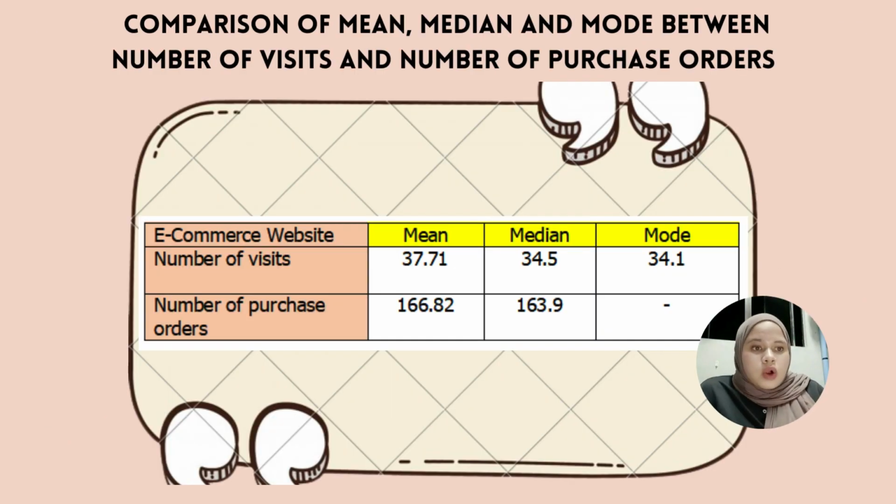This is the conclusion of all the datasets: the comparison of mean, median, and mode between the number of visits and the number of purchase orders. So we can simplify that. For the mean, the number of visits is 37.71 million, and the number of purchase orders is 166.82.